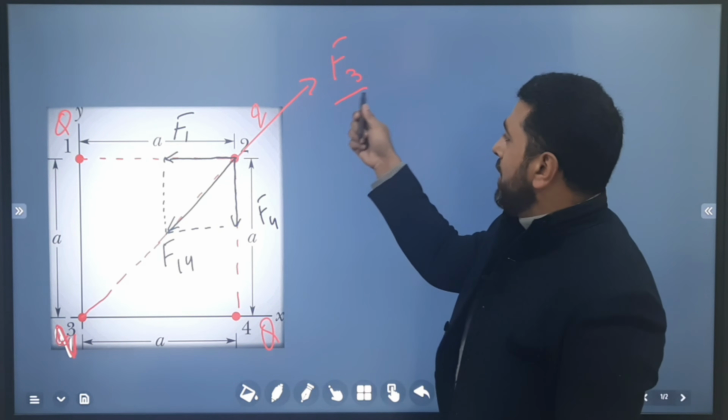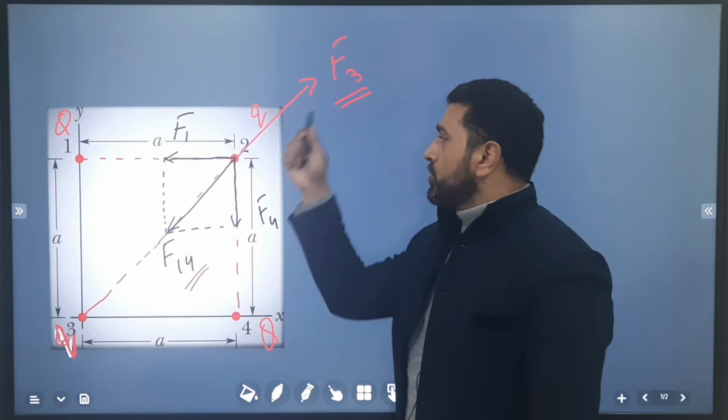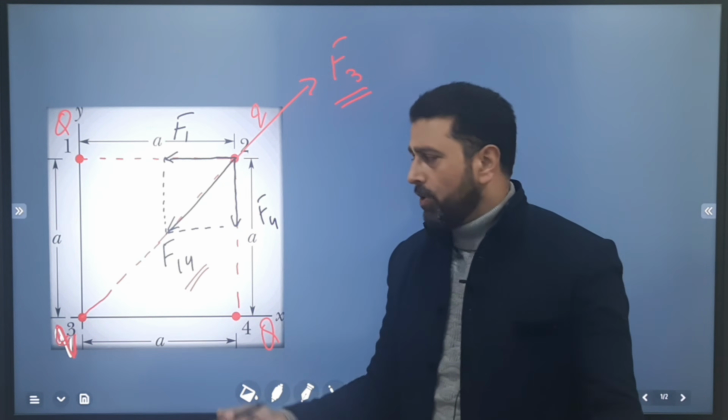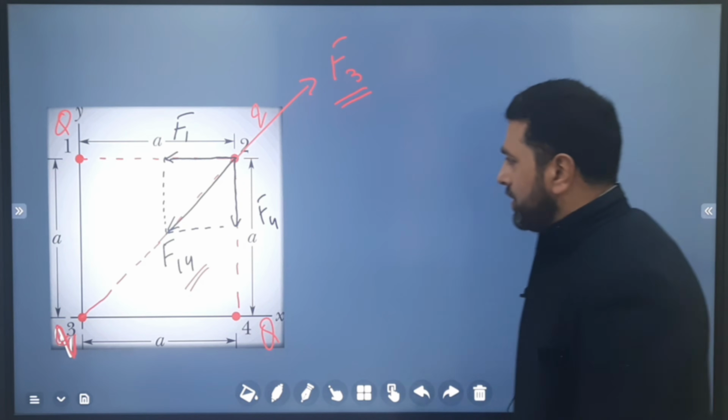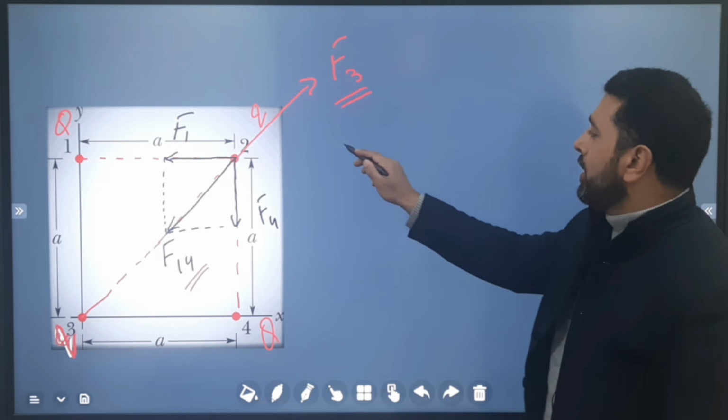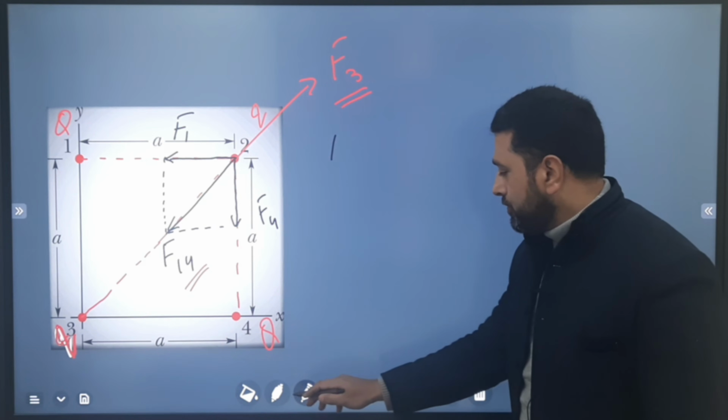Clearly, as we can see, F3 and F14 are in opposite directions. So if the magnitudes are the same, they will cancel out. Okay, simple. Exactly the same thing we have done in the earlier case. So let's find out F1 and F4.